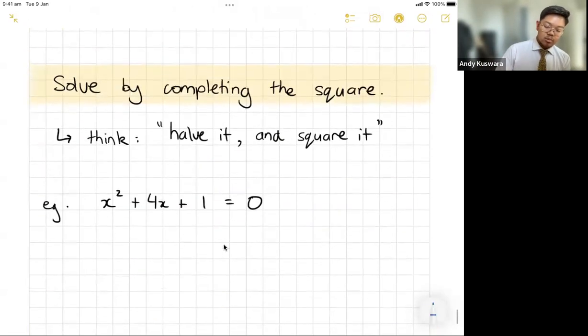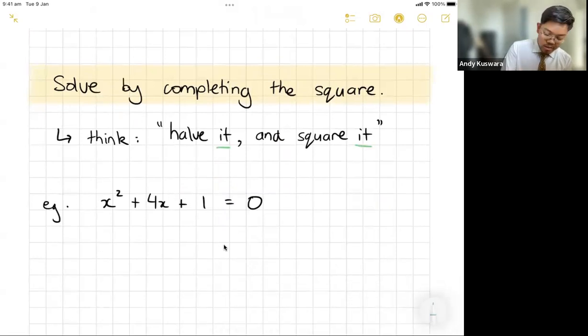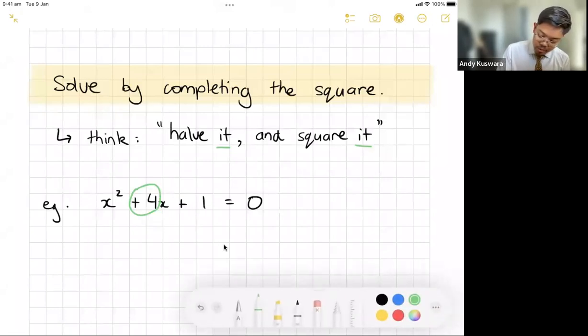Now let's actually do this, completing the square. Now I want you to almost get it into your head. Whenever you see completing the square, I want you to immediately think halve it and square it. Halve it and square it. I'll explain what the it is. So when I talk about it, I'm really talking about the term in front of the x. Okay, so not the term in front of the x squared, not the constant term, it's just the term in front of the x, because that's going to help us out. And I'll show you what I mean.